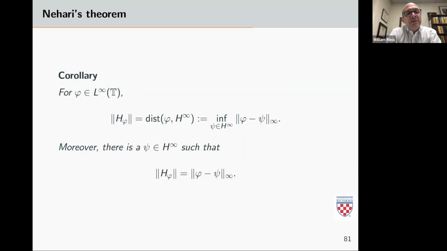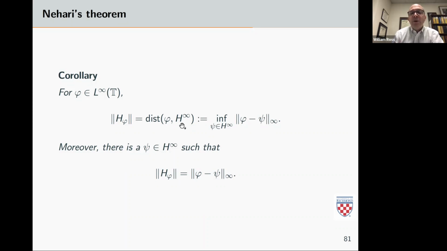So before I go on, let me mention that contained in Nehari's theorem is actually the norm of a Hankel operator. Recall that I can perturb the symbol of a Hankel operator with any H infinity function. So it stands to reason that the norm of this symbol should be the distance between this symbol and H infinity. Right, so this is the official definition of the distance. We're thinking of H infinity as a subalgebra of L infinity.